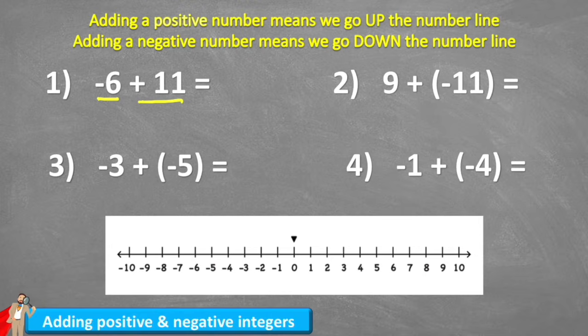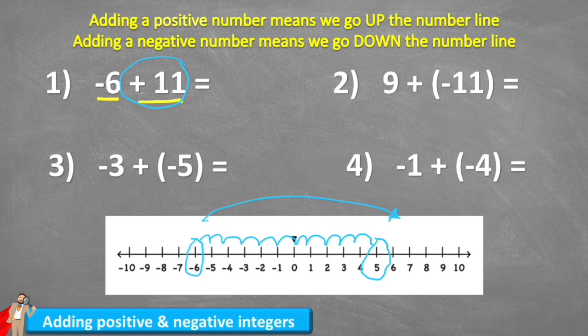So the first thing we're going to do is mark -6 on our number line, and I can see it just here. So that's going to be our starting position. And now I'm adding a positive 11. So if I have -6 and I add a positive to it, I'm going to end up coming up my number line. So let's do it. Let's make our 11 jumps. 1, 2, 3, 4, 5, 6, 7, 8, 9, 10, 11. And we land on 5. So -6 plus 11 equals 5. Question 1, not too challenging.